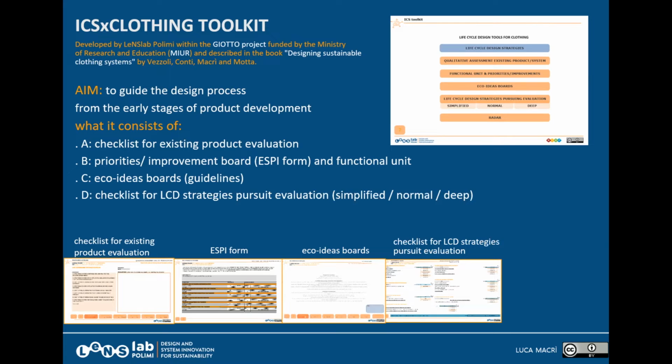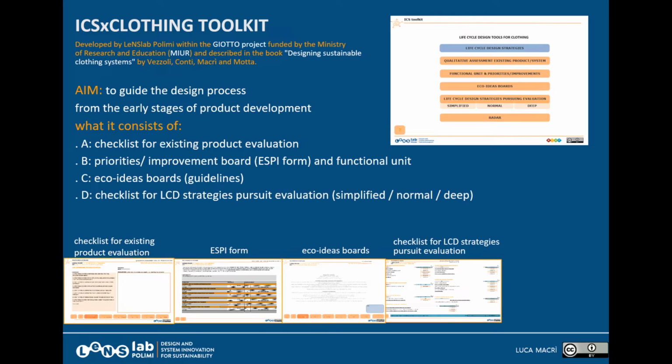And then you have the checklist for lifecycle design strategy pursuit evaluation. And this can be made in three different ways: a simplified way, a normal way, and a deep way. We will see what it means, but basically you can imagine it's just going deeper. You can evaluate this at the level of a strategy. So how much I improved in terms of, I don't know, product lifespan optimization, or you can go very in detail and say how much did I improve in relation to a single guideline. And you can do that with every guideline. So you see it's a much more complex process.